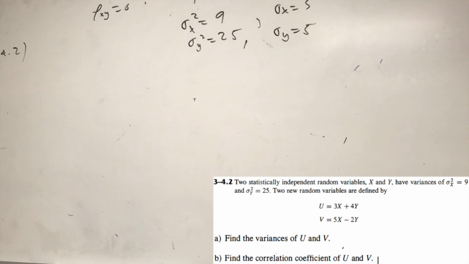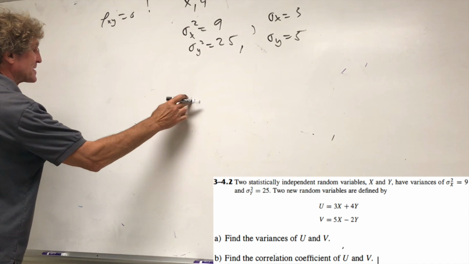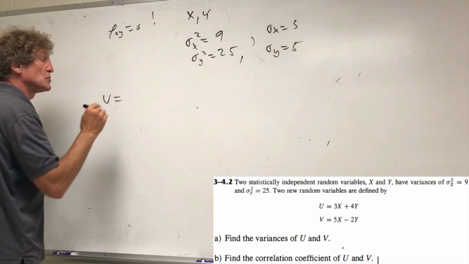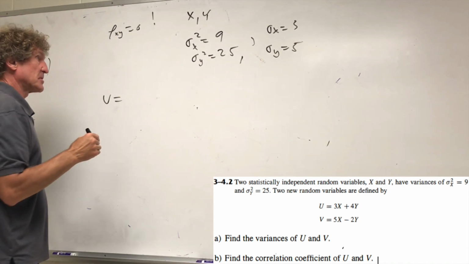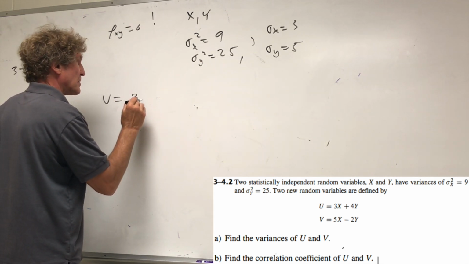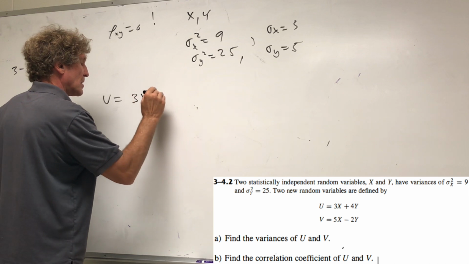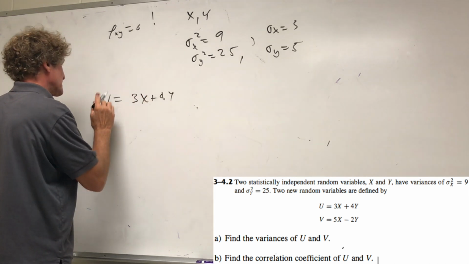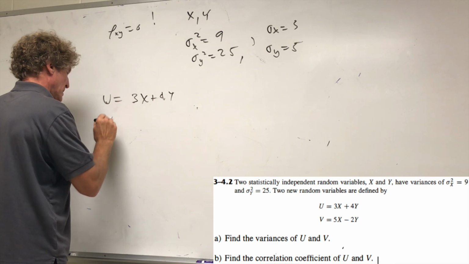U equals 3x plus 4y. All right, please be attentive here. Now we're creating these new random variables based on the first two. U is equal to 3x plus 4y. And v is 5x minus 2y.